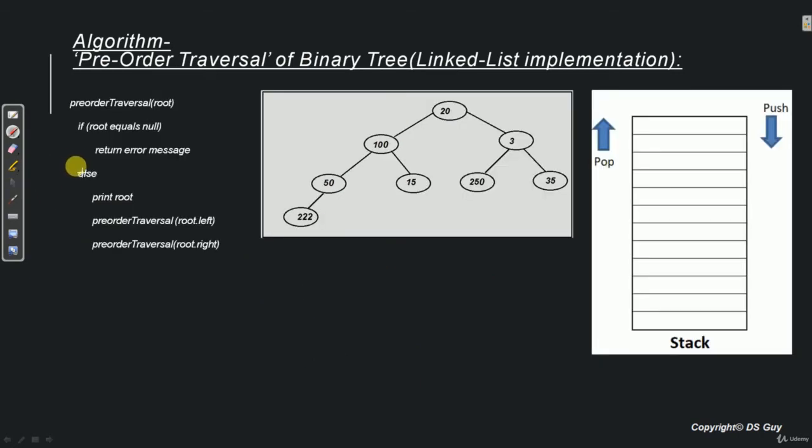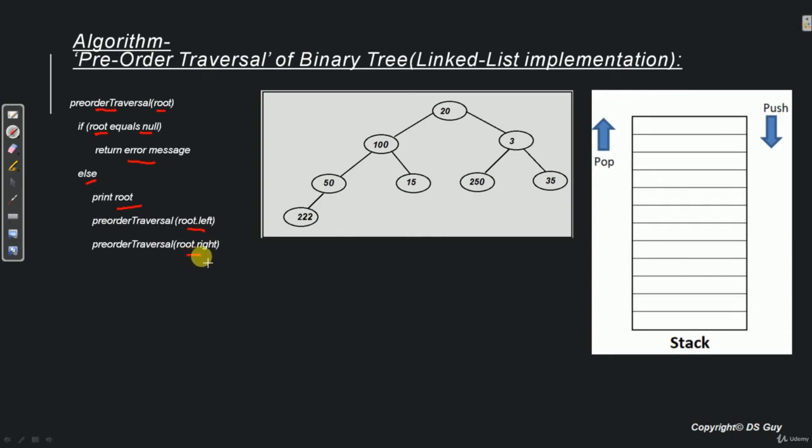So the algorithm is very simple. It says pre-order traversal and it takes root as an argument. Then it says if root is equal to null, that is if there is no tree, then simply return an error message that there is no tree, hence it cannot do anything, there is no question of traversal. Else, that is if there is a root node, then what to do? Then simply print the value in that root node and then do a recursive call on the left subtree and then the right subtree.